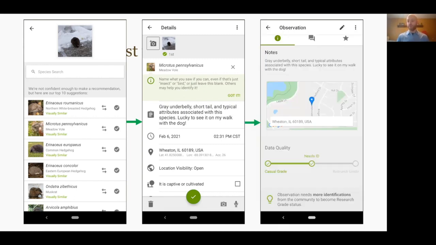And then once you're done, you upload it. And it starts off as casual grade, but if you are able to identify it down to the species and someone else confirms what you saw, then it gets bumped up to research grade. And that means that when you're downloading all this data online, it's at a higher level of certification, and it can be incorporated into different scientific studies, which is really neat. So you can see your observation as part of a larger study, which will help all kinds of different people.